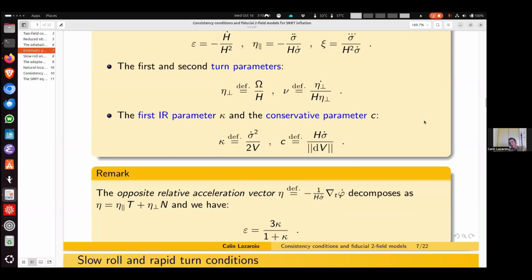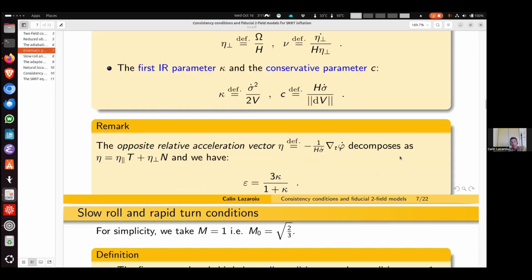So kappa is just sigma dot square over 2v. It naturally comes from this Hubble function. And C is by definition just h sigma dot divided by the norm of the differential of v. So again, the norm of the differential of v is with respect to the metric induced by G on the cotangent bundle of M, right? Because the differential of v is a section of the cotangent bundle of my surface calligraphic M. All norms are with respect to the natural metrics induced by G on the corresponding natural bundles.